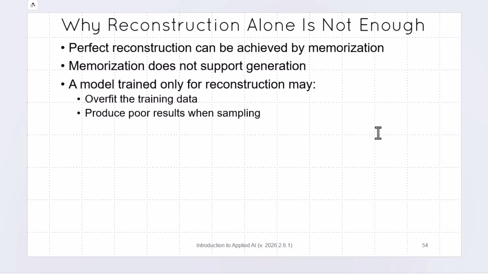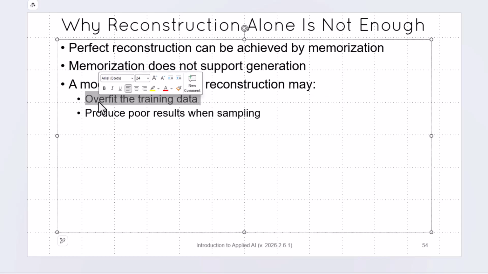Why reconstruction alone, though, is not enough. Perfect reconstruction can be achieved by memorization. Remember, we talked about memorization and generalization. Memorization does not support generation. A model trained only for reconstruction may overfit the training data, meaning it'll only memorize what's in the training data and won't be able to generalize, and produce poor results when sampling.